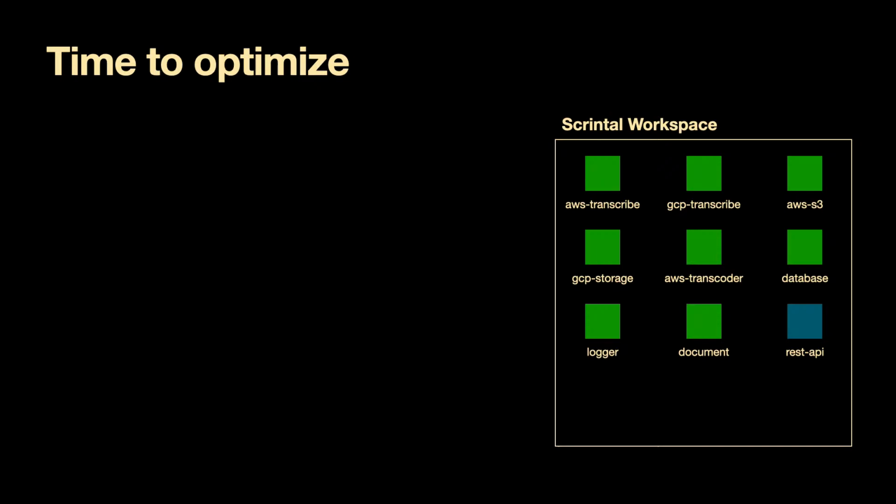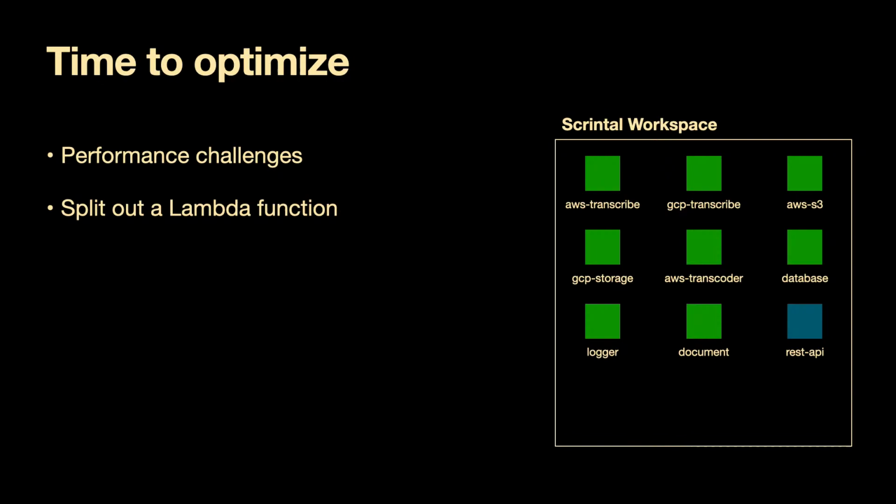After a couple of weeks running our system, it was time to optimize it a little bit. At some point, we hit some performance problems. Some big file transfers from our backend to Google storage were blocking the server resources, which was increasing the response times of our API. We decided to split the file transfer logic into a separate Lambda function.